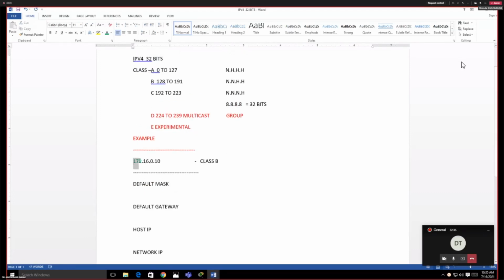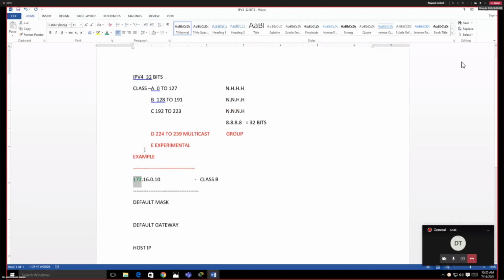So 172 is the value of the first byte. You don't need to worry about the remaining 3 bytes. Check the value of the first byte. It is 172, so it falls under range number 2, which is class B, 128 to 191. So the answer which you have provided is correct.